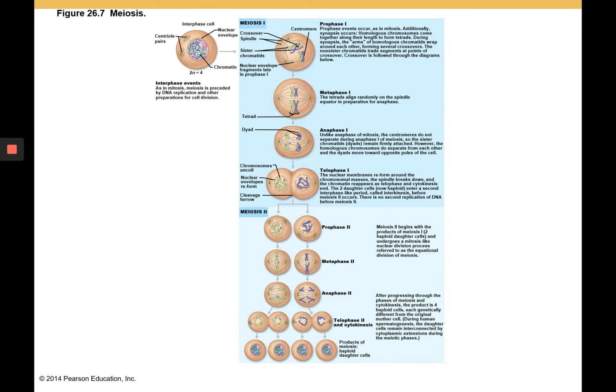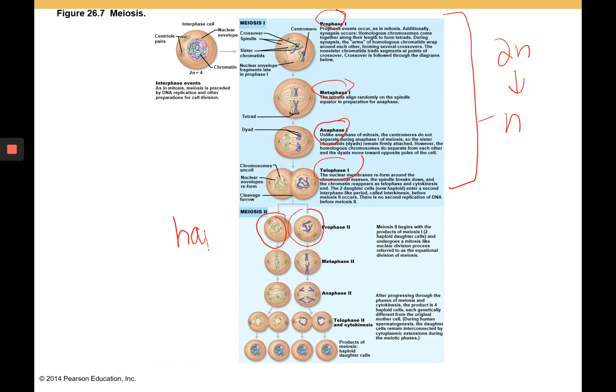So here is meiosis. We see prophase 1, metaphase 1, anaphase 1, and telophase 1. That's our first round of division. In this first round, we'll see the DNA go from 2N to N. So these two daughter cells that enter meiosis II are haploid, and they'll stay haploid all the way down to the end.